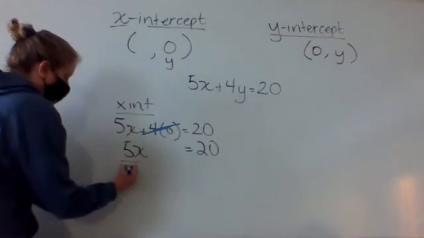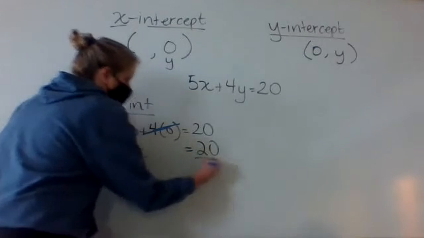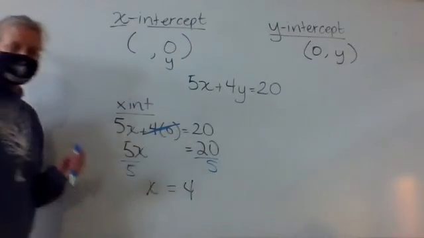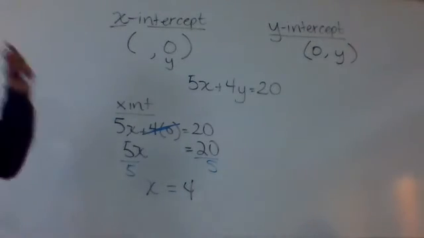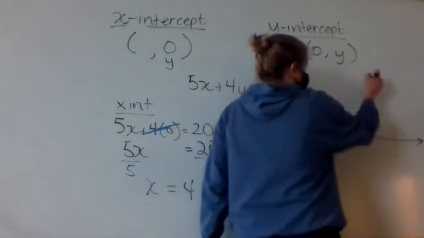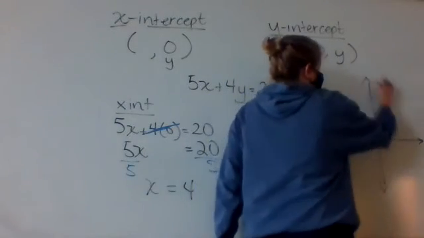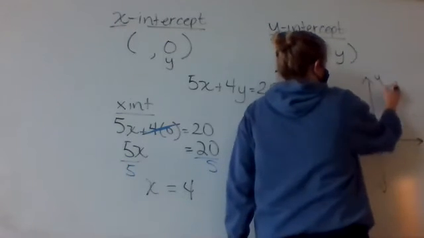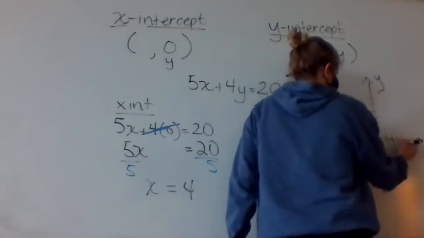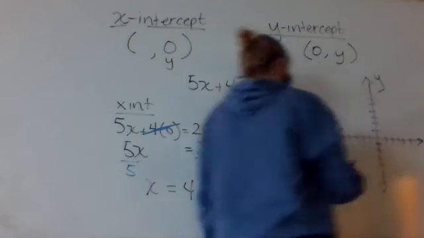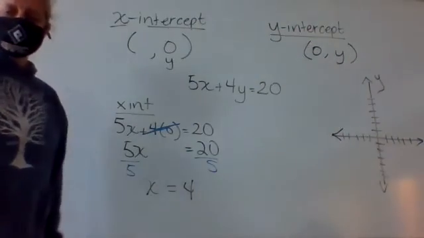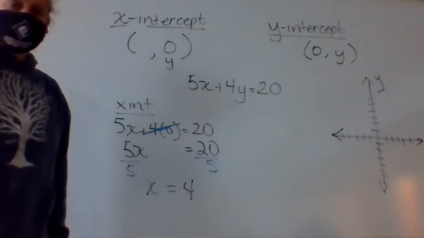And then divide both sides by 5. So x equals 4. So there's your x-intercept. So again, just like the others, you'll go to your x-axis, to positive 4, and put a point.